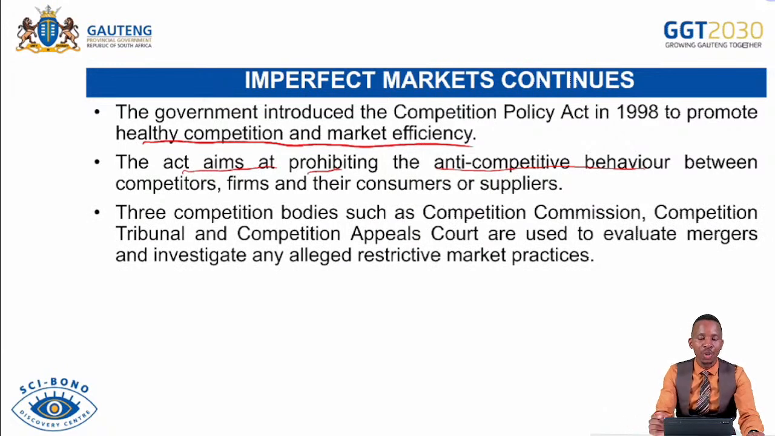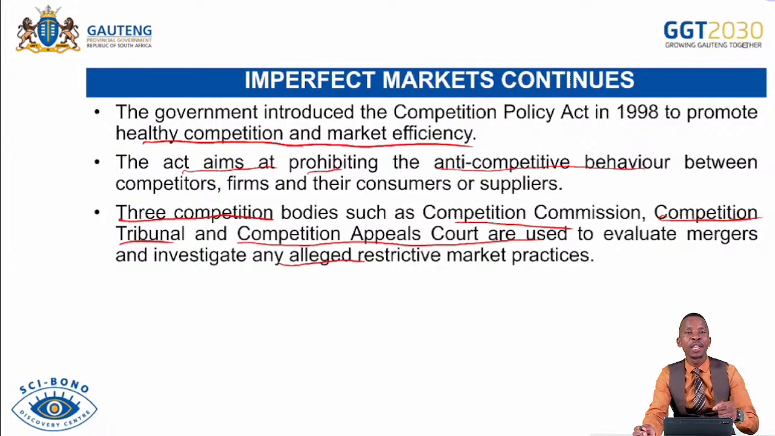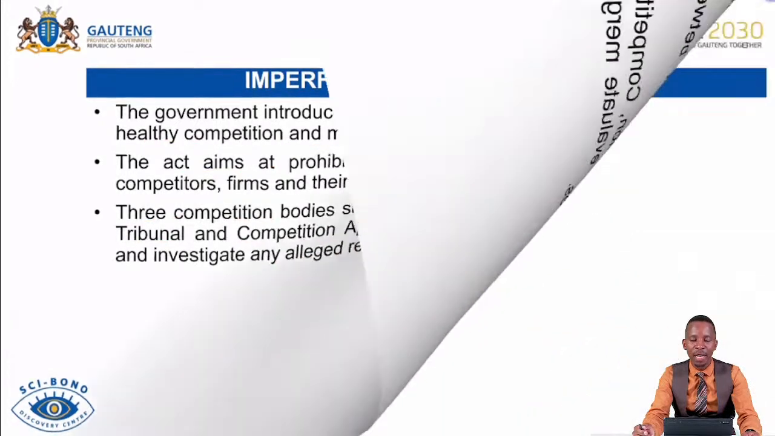So there are three bodies of competition, which are the Competition Commission, the Competition Tribunal, and the Competition Appeals Court, that are used to evaluate the illegal measures and investigate any alleged restrictive market practices that might have occurred. So these are three bodies that were created by the Competition Act of South Africa to ensure that they investigate any alleged restrictive practices that occur within the market, to ensure that imperfect markets do not take advantage of consumers with their market dominance.